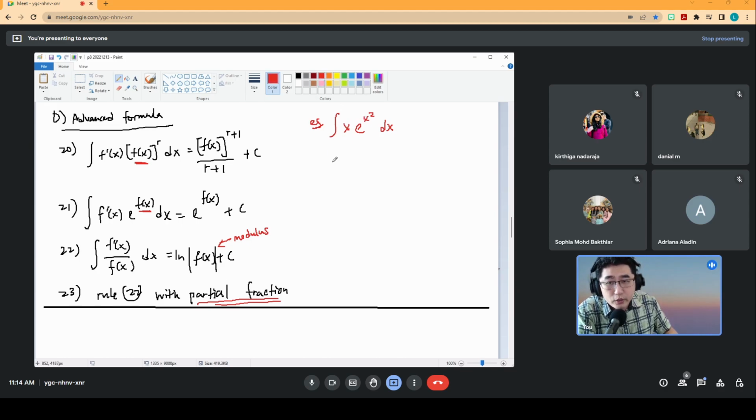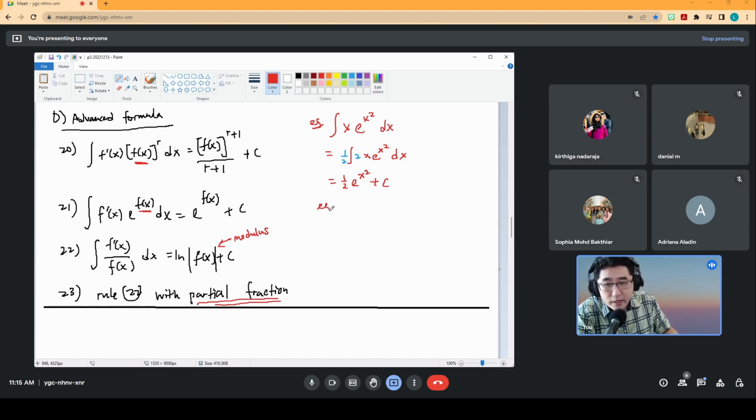Therefore, I'm required to do some kind of manipulation. So I will multiply by a half and a 2 inside here. You can see that the 2 and the half get cancelled off. Now I have 2x e to the x squared, which exactly fulfills this rule. According to the rule, the integral of 2x e to the x squared can be written as e to the x squared plus c. So this is the example of rule 21.